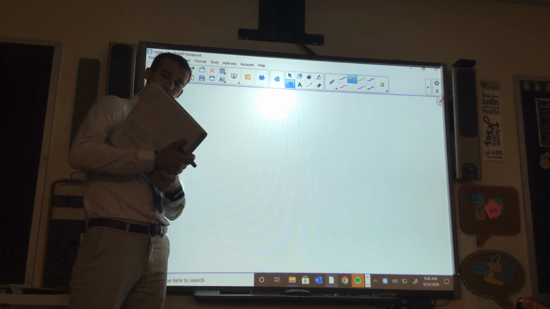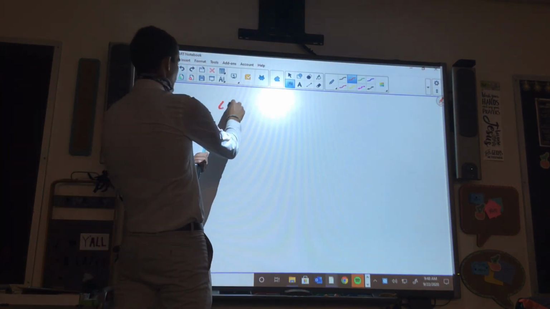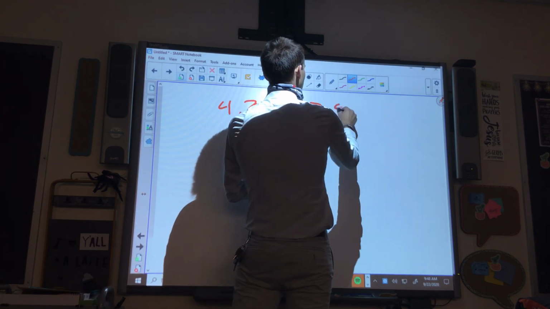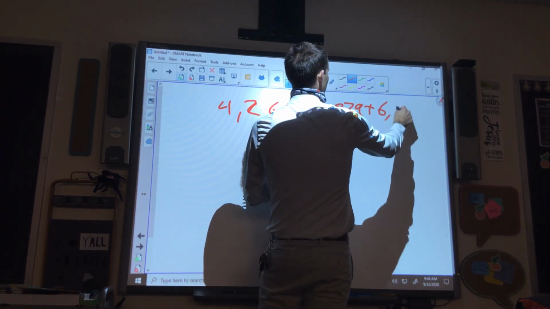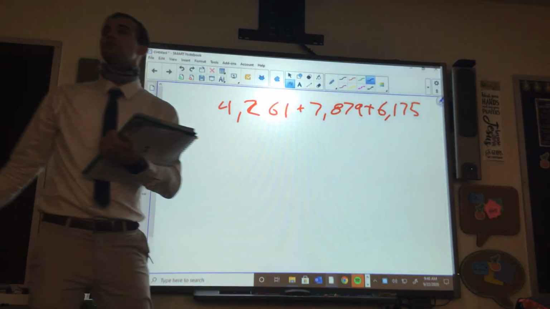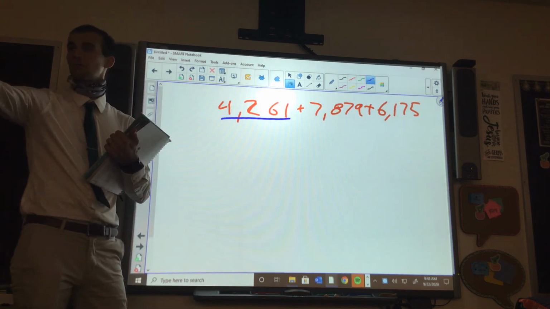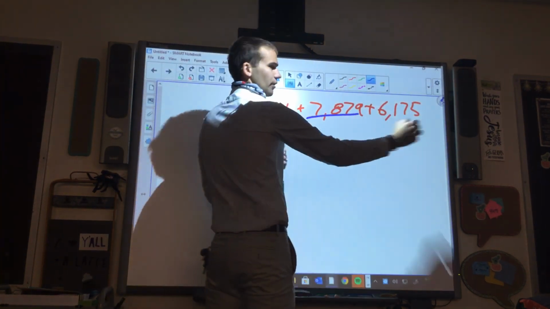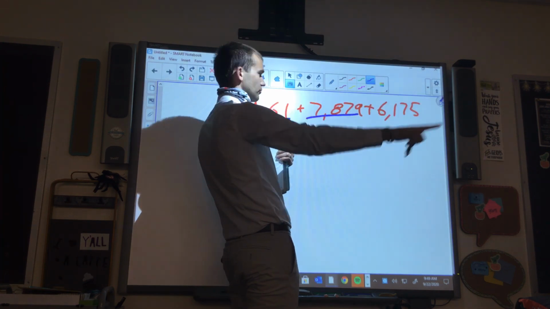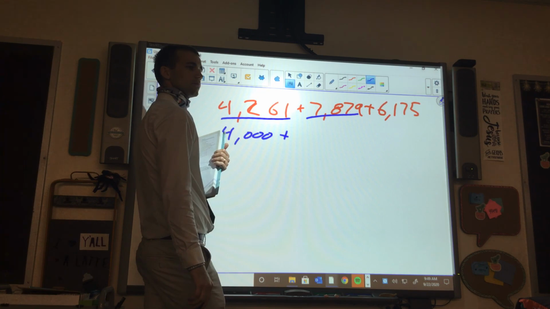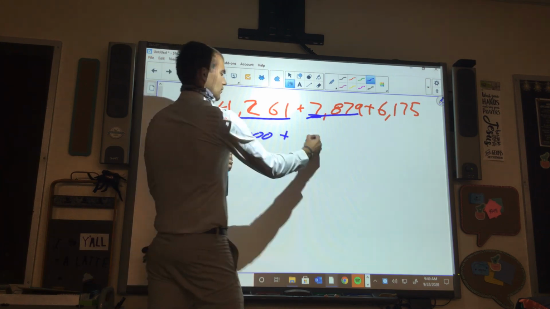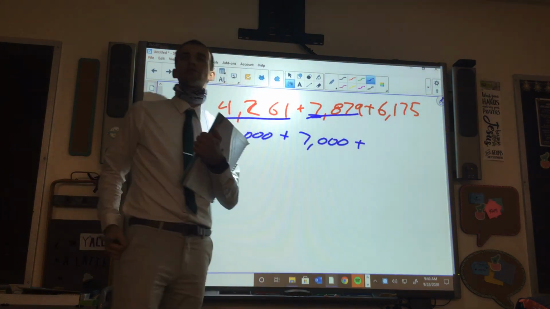So some more front-end estimation here. 4,261 plus 7,879 plus 6,175. I'm going to point to you, you tell me what it rounds to. Nope, we're using front-end estimation. That means we use the first digit. Oh, that's 7,000. Yep. Remember, front-end estimation, you should look at it and think, hey, this is easier.